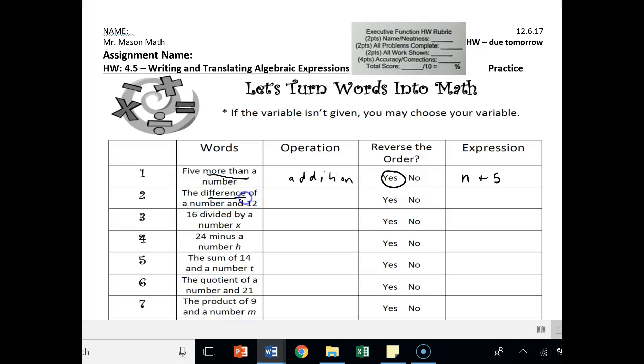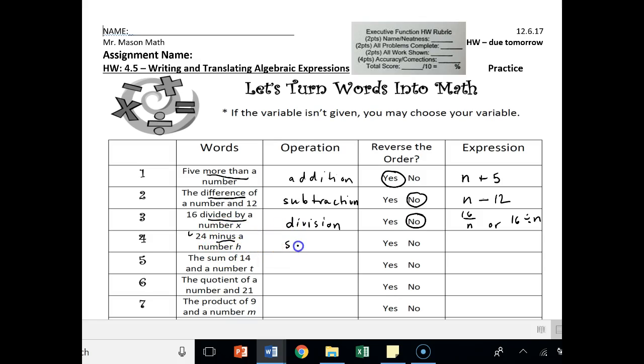So difference is, if you look on your chart, subtraction. That is not one that you're going to reverse the order, and you're just going to simply say a number n, the difference of a number and 12. N minus 12. 16 divided by a number. Divided by is obviously division. That's not one that you flip, and it's simply 16 over n, or 16 divided by n. Either one works.